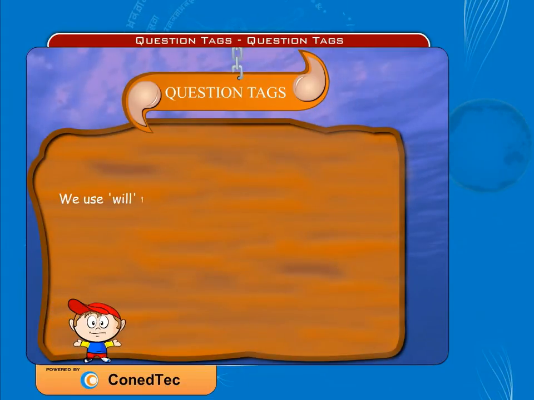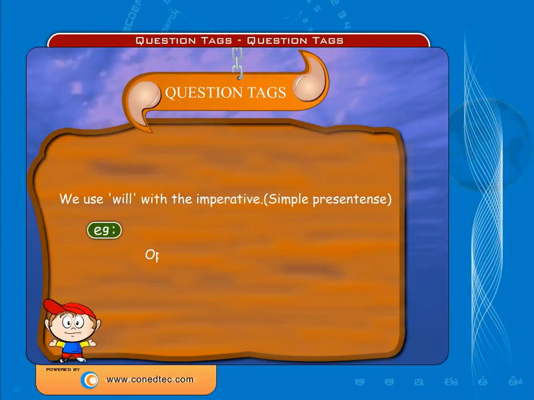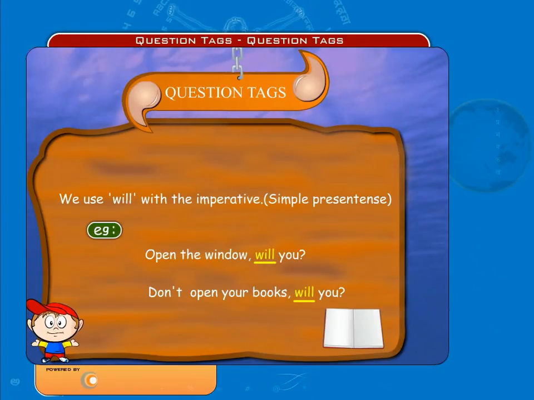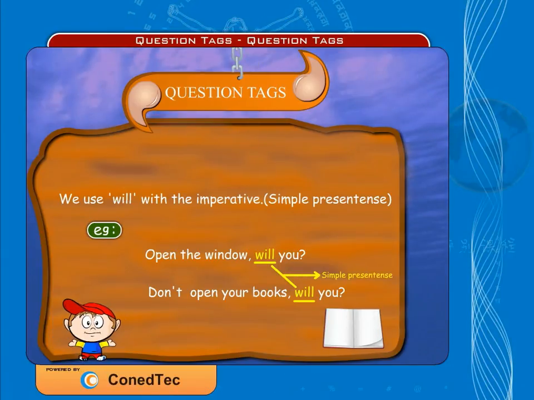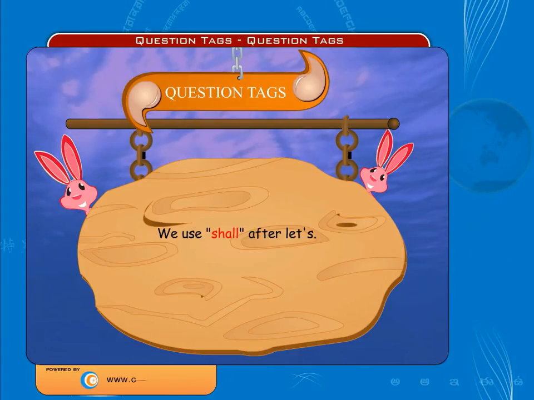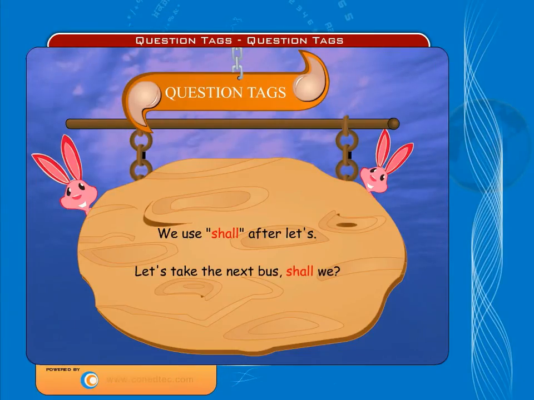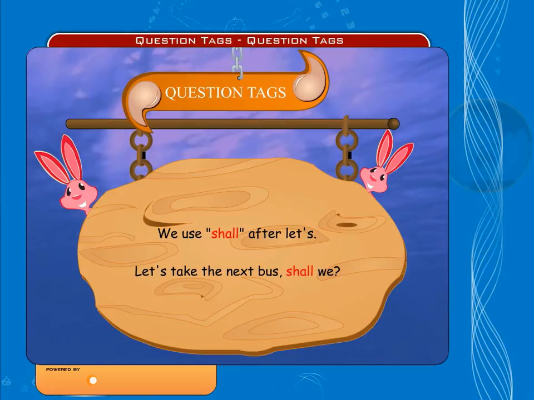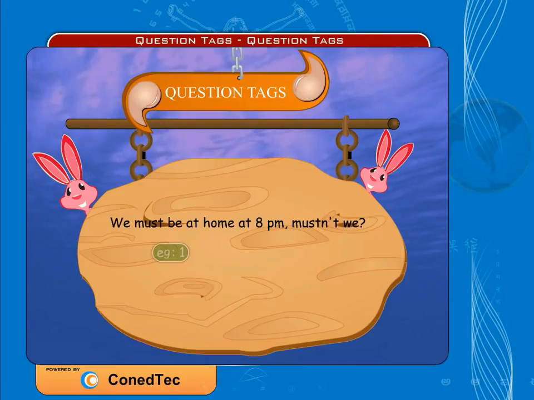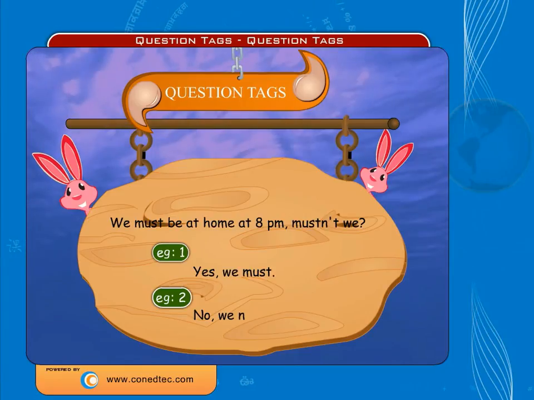We use will with the imperative, that is, the simple present tense. Open the window, will you? Don't open your books, will you? We use shall after let's. Let's take the next bus, shall we? We must be at home at 8 p.m., mustn't we? Yes, we must. No, we needn't.